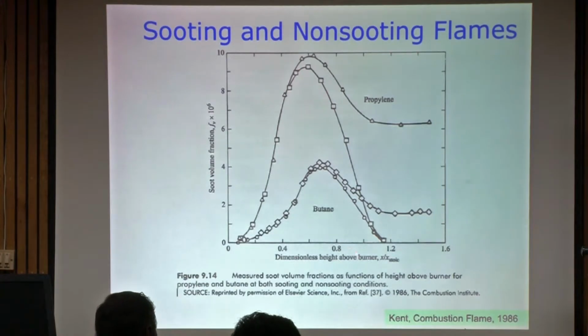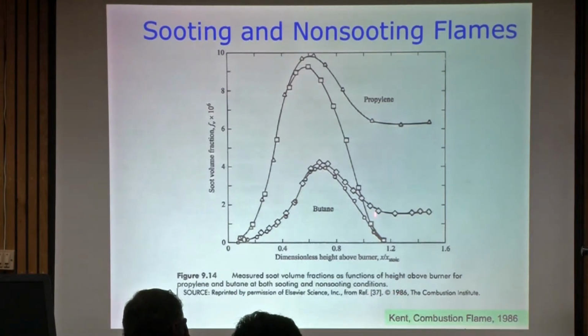Same thing for this propylene. Now I don't remember the details, so you can go to this paper if you want to see more. This one is there in your notes, this figure. Same thing happens here. So propylene for this condition becomes a sooting flame. This is the paper, Combustion and Flame, 1986.